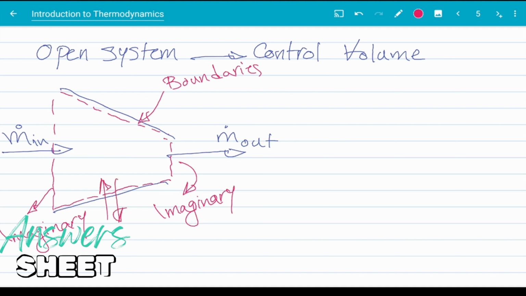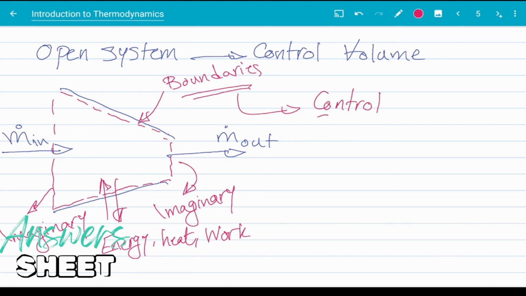So boundaries don't need to be actual solid objects, they can be imaginary. Work, heat, and energy in general can cross the boundaries, no problem. We sometimes call the boundaries of a control volume control surfaces. Again, they have no mass and no thickness.